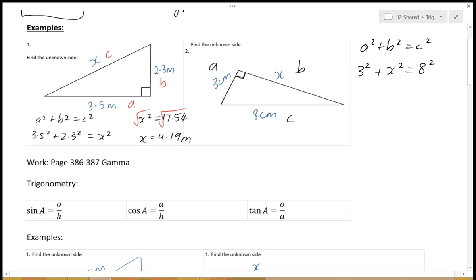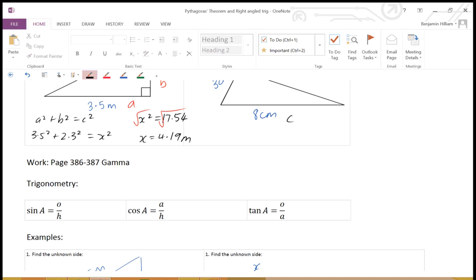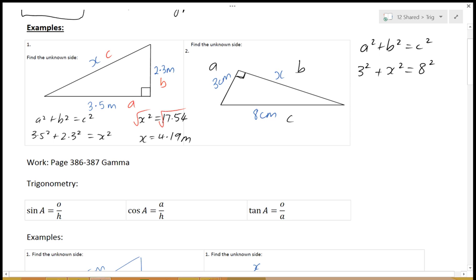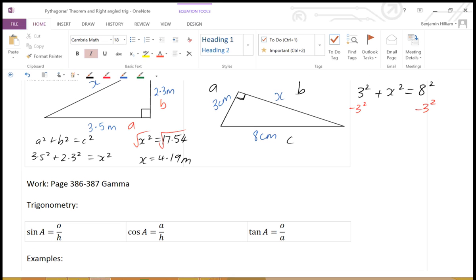So this is where we need to be a little bit sharp on our algebra. Because we're solving for x, what am I going to do with that 3 so that I just get x by itself? Move it to the other side. How am I going to move it? Yep, it's minus. So I'm going to subtract 3 squared from both sides. So minus 3 squared from both sides. So I'm left with just x squared on that side.